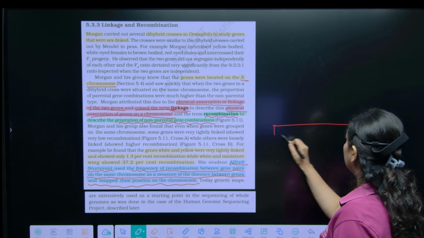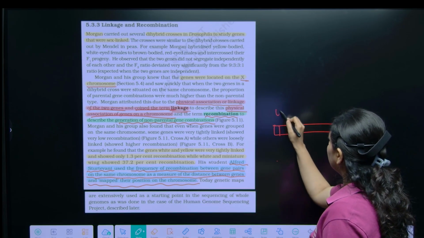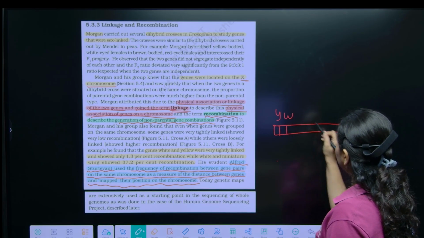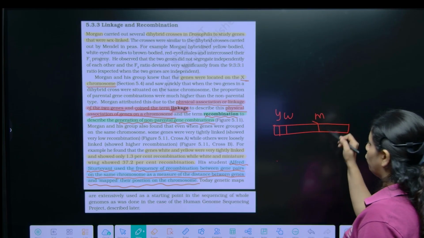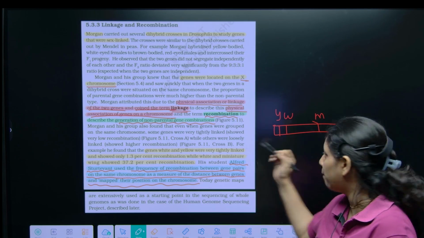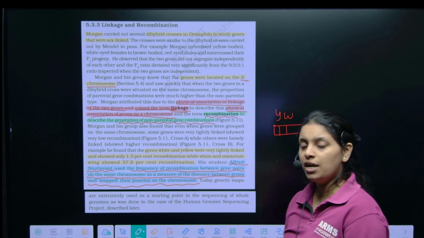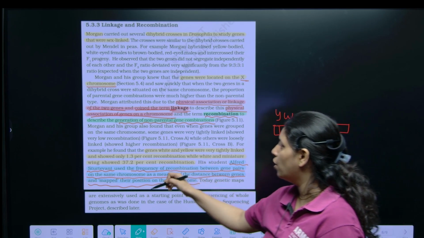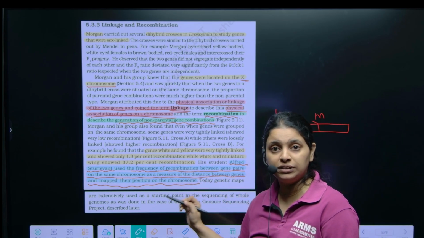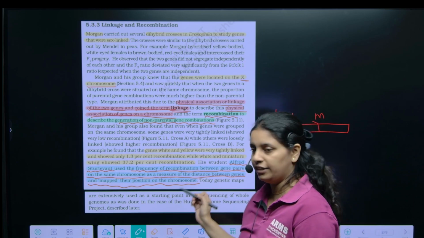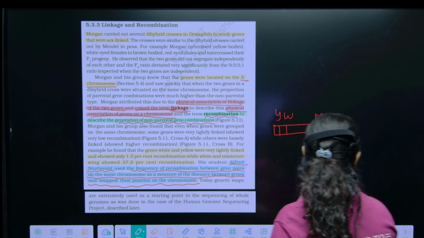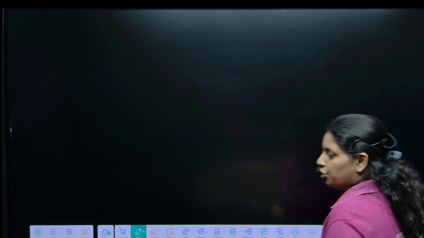That is why we could draw it like this. This is a chromosome. Gene Y is here, gene W is very close, and gene M is a little far. We could map the genes on the chromosome because of the recombination frequencies, and you have to know the recombination frequencies from the experimental data. So here we have completed the linkage topic.